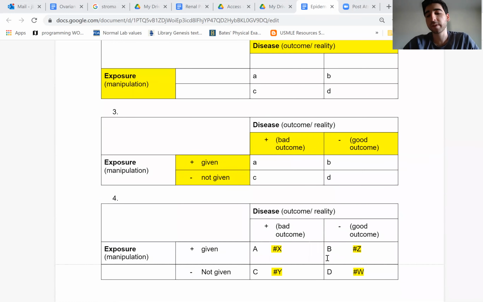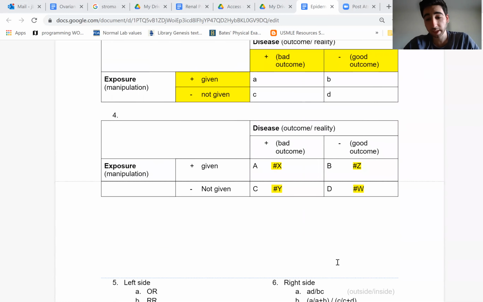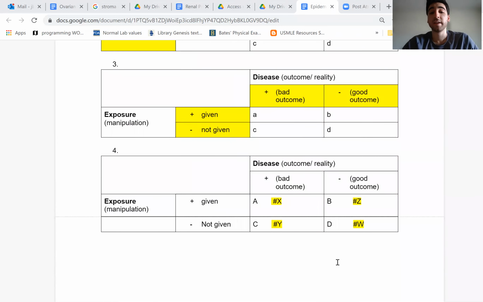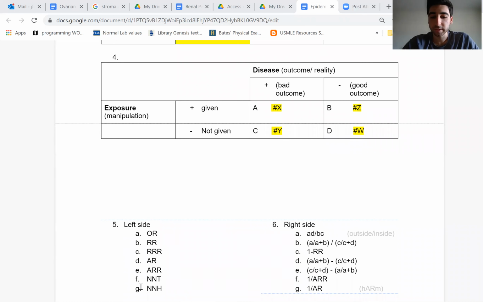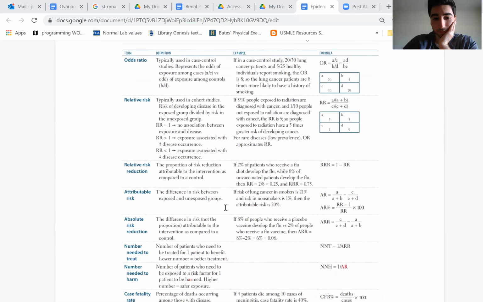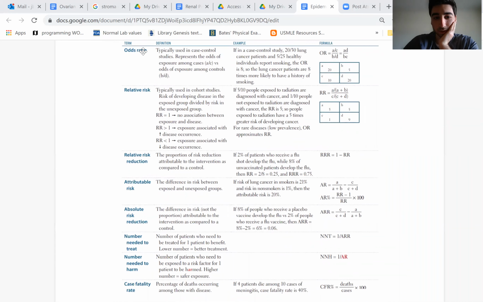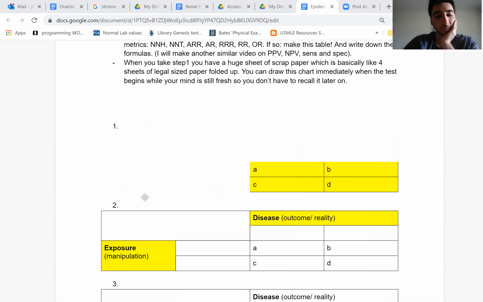And then at the end, you're going to fill in the numbers that you see in the question stem after you have this entire table filled out. And then once you've done that, now you're going to write down the formula that you have to use to get any of these values. So if you look at the left side of the table, and I took this straight out of First Aid, this is the left side, right? Just odds ratio, relative risk, et cetera, et cetera.